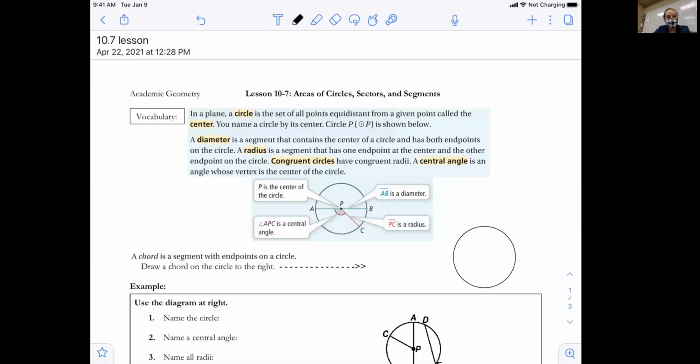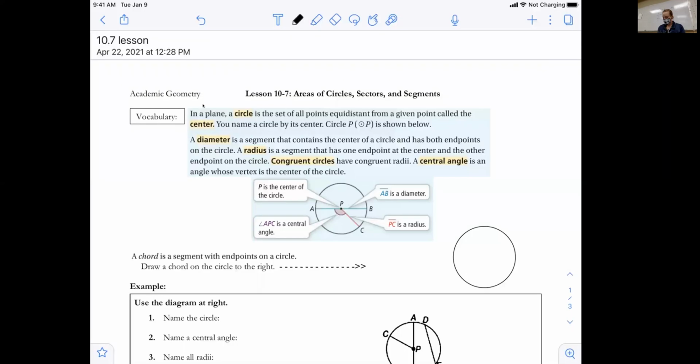All right. Okay. We're on 10-7. Yesterday we did 10-6, and the day before that we did 10-1 and 10-2, so we've just skipped a couple other ones. We're talking about areas of circles and sectors and segments today. A couple of words that we have not necessarily heard before. First thing, we're going to do a quick repeat of vocabulary.